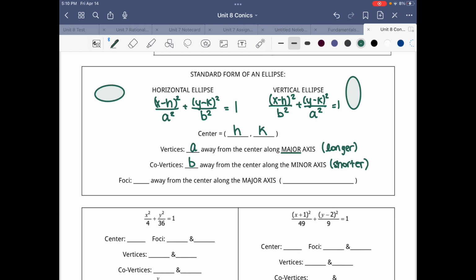So whichever one has a bigger denominator, that's where the vertices go. Whichever one has a smaller denominator, that's where the co-vertices go. And then we're going to learn about the foci. The foci, or two focus points, that's plural, are going to be C units away from the center. But for the foci of an ellipse, C squared is going to equal A squared minus B squared.